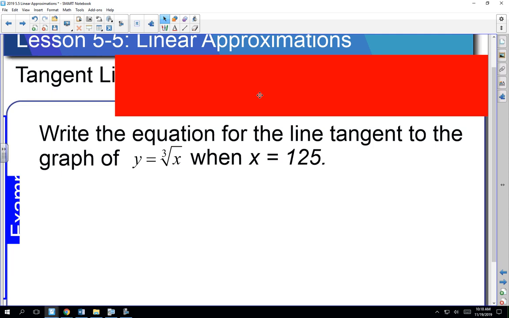What does it do? What's its end behavior model look like as it goes all the way up? Okay, so go ahead and see if you can find the equation of the line tangent to the graph of y equals cube root of x when x equals 125, or this is called finding the linearization. I'd like you to try that.